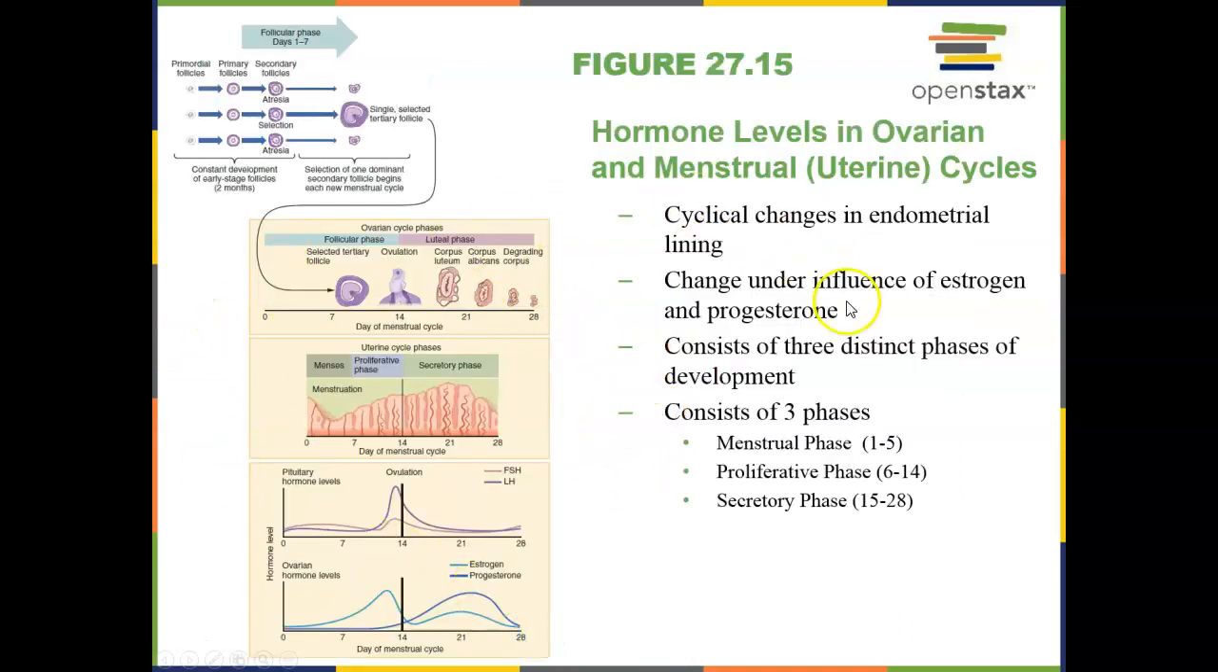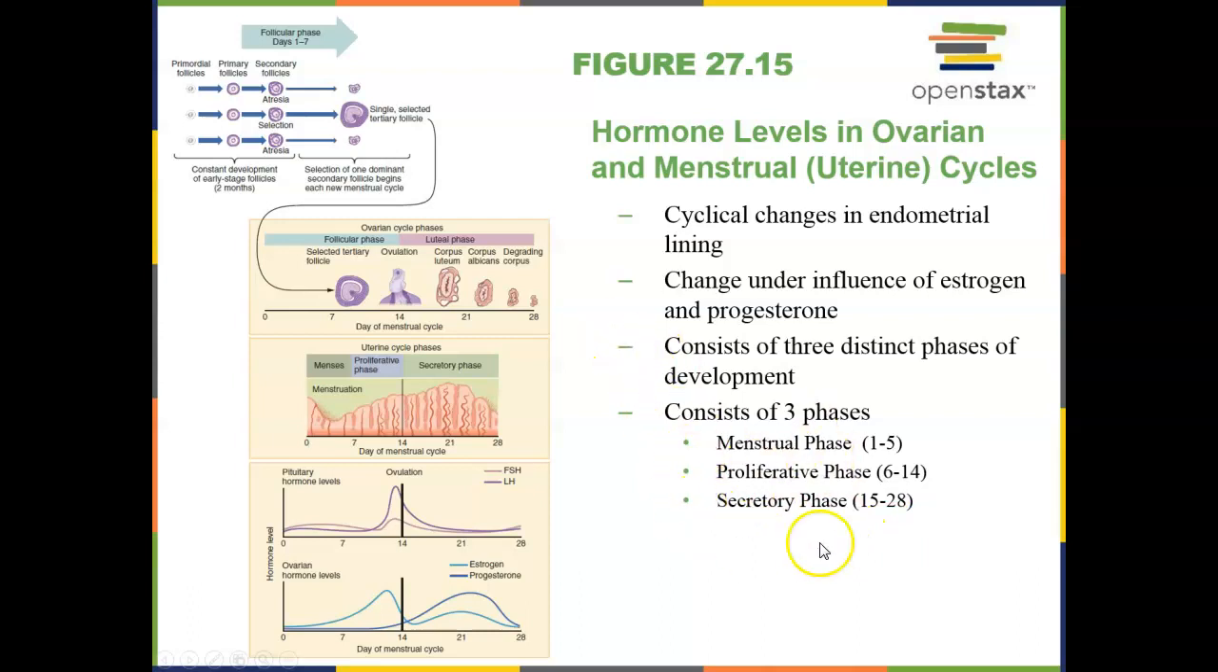So the uterine cycle, also known as your menstrual cycle, is a cyclical change of events in the endometrium that occurs every roughly 28 days. And again, let's assume that the cycle is 28 days. So the first 5 days would be that menstrual phase for normal menses. Then from day 6 to 14, we have the next phase, which is known as the proliferative phase. And then the last 15 to 28 would be the secretory phase.